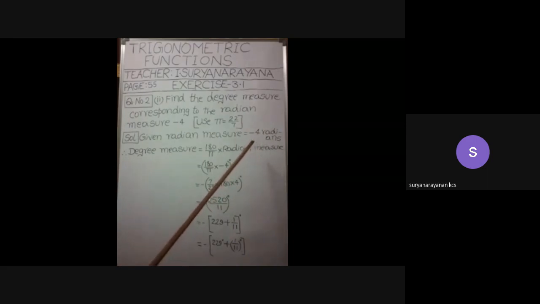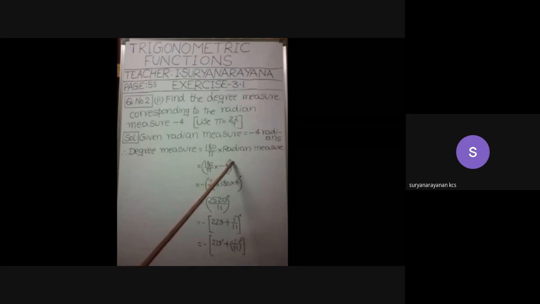Right. Come to the solution part. Given radian measure is equal to -4 radians. This is the given angle in the radian measure, -4 radians. Do you remember this formula? Therefore, degree measure is equal to 180 by pi into radian measure. Yesterday we discussed this formula. Please remember this formula, my dear children. In this formula we substitute the radian measure. That is equal to 180 by pi into the radian measure here, -4 radians.